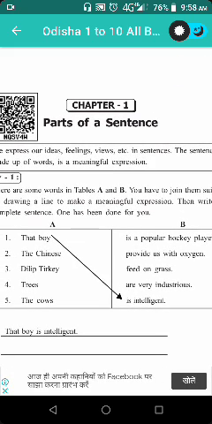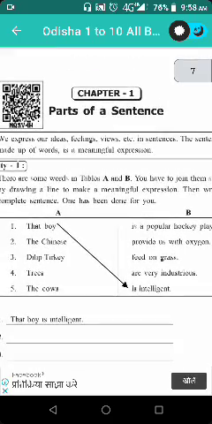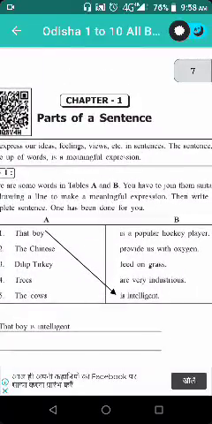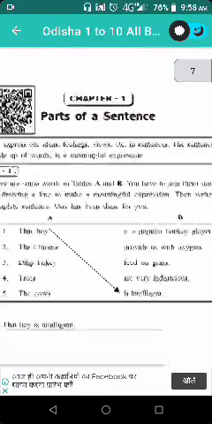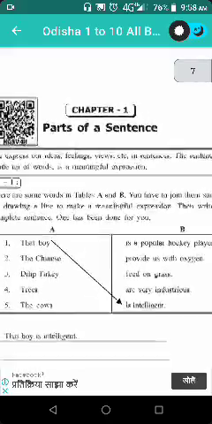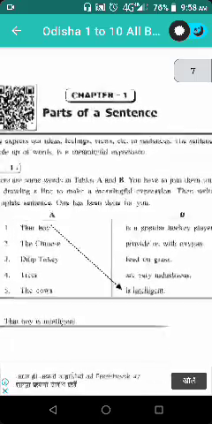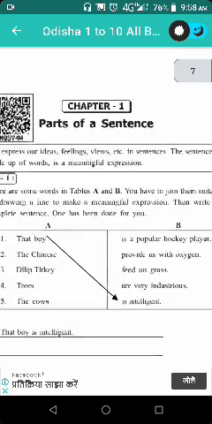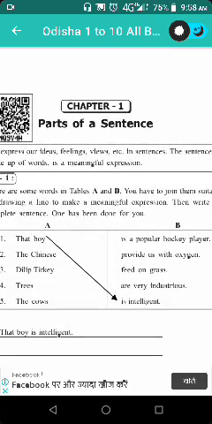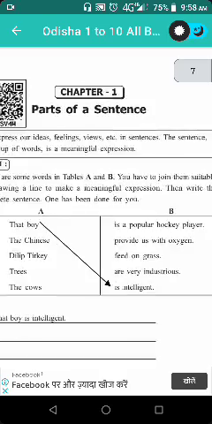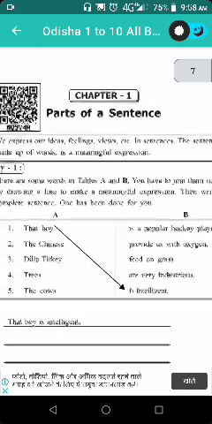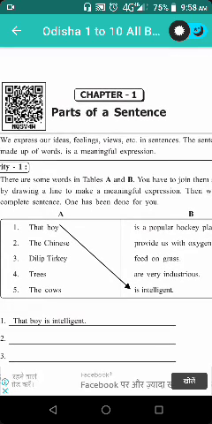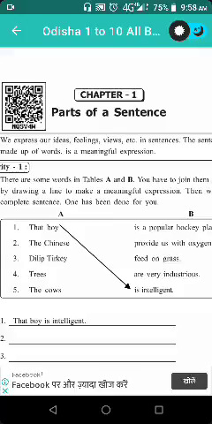Then adjective. Adjective is a word that describes or qualifies a noun or a pronoun. Or to describe more about a noun is called adjective, which is a describing word or qualifying word. A cricket ball is round. Here, round is an adjective. Then grass is green. Green is an adjective. Grass color is green.